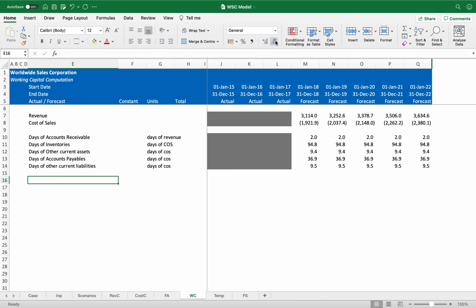Now I have made the assumptions for days of accounts receivables and days of inventories. I have the number in days. I have the total amount for the base also, revenue and cost of sales. So can I find out the amount of accounts receivables in millions of dollars? Can I do that? How can I do that?